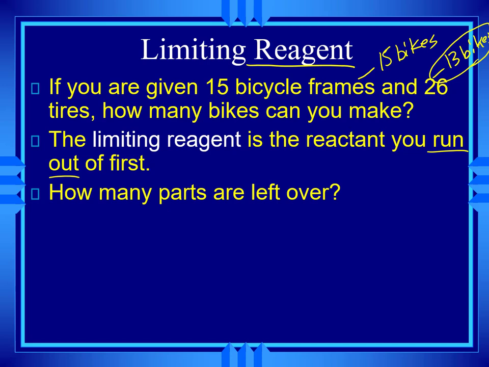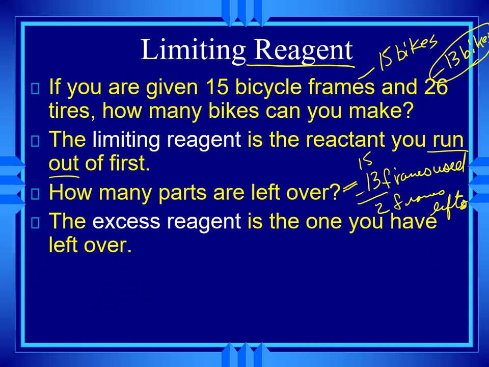How many parts are left over? Well, if I used up all of my tires, I'd make 13 bikes, which means I'd use 13 frames. I started off with 15 frames, so 15 minus 13 is I have 2 frames left over. And that leftover stuff is something I have too much of, something I have an excess of. It is called the excess reagent. It's the one you have left over.